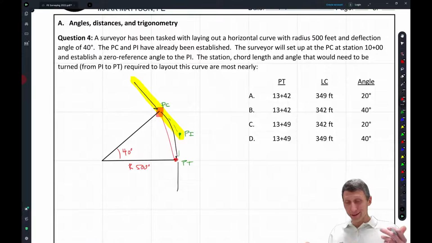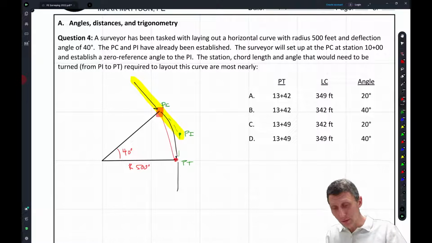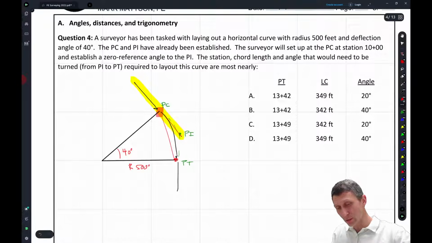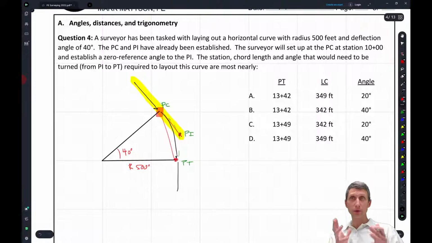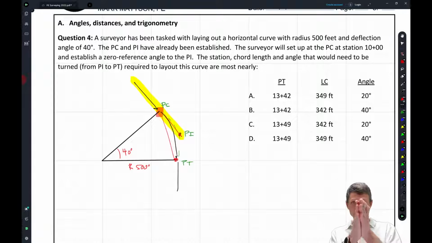So what are we going to do? Typically what the surveyor will do is foresight onto a known point, like a traverse point or a point of intersection. They'll take a shot there and zero out their angle. So this is their reference angle, and this is where everything else is going to get turned from.